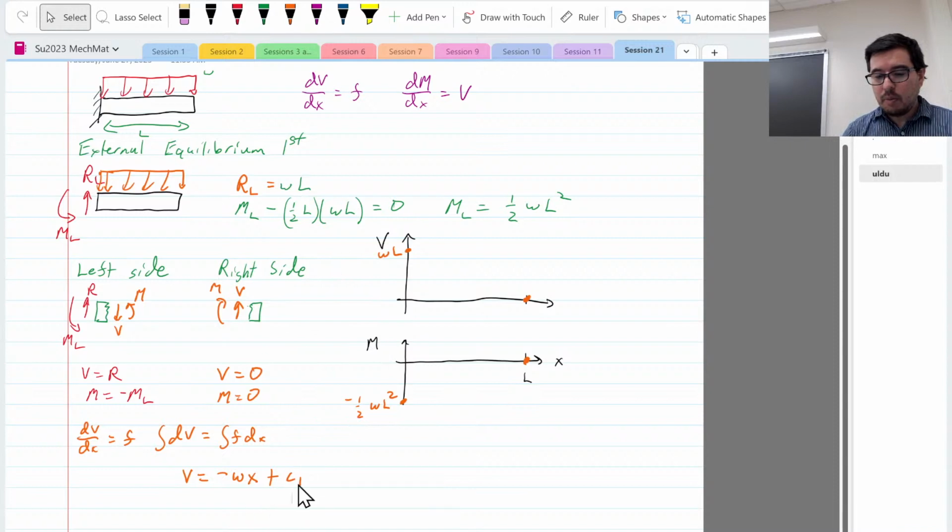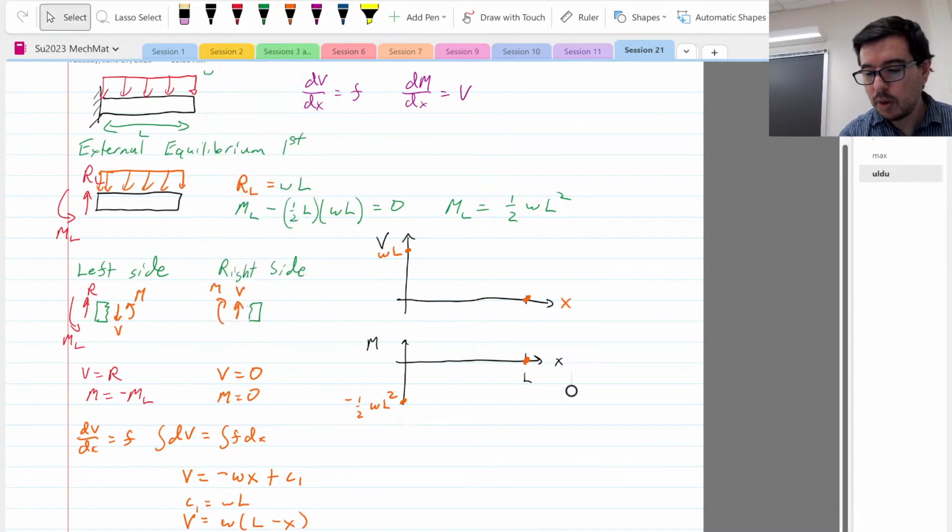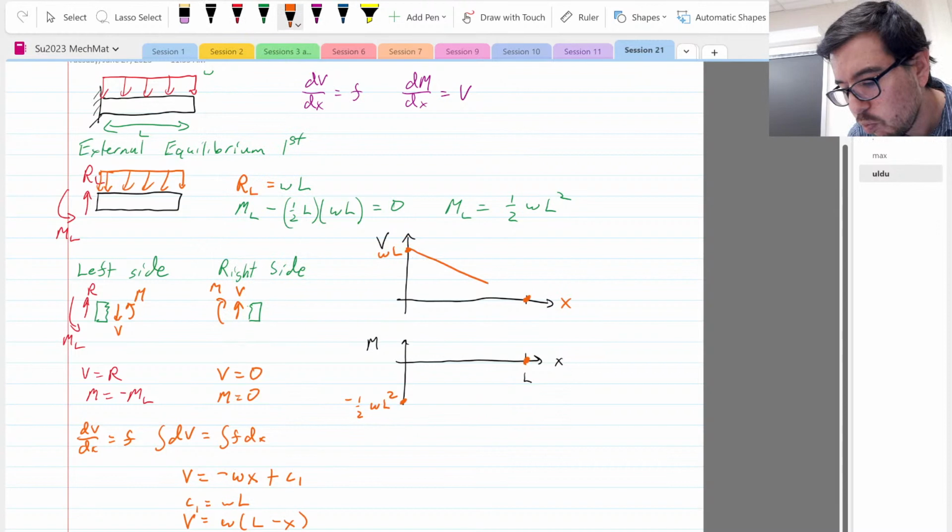There are a couple of ways to look at this, but if we start where we said this is x, then when x is equal to 0, c1 has to be equal to wL. So c1 is going to be equal to wL. And so this expression is going to be V equal to w(L minus x). That allows us to draw a straight line, just like that.